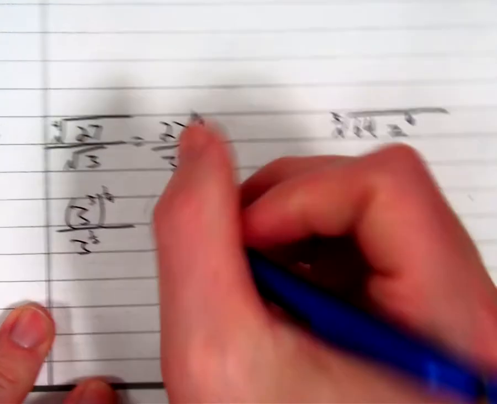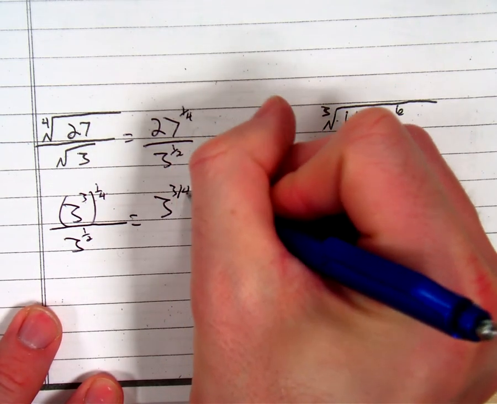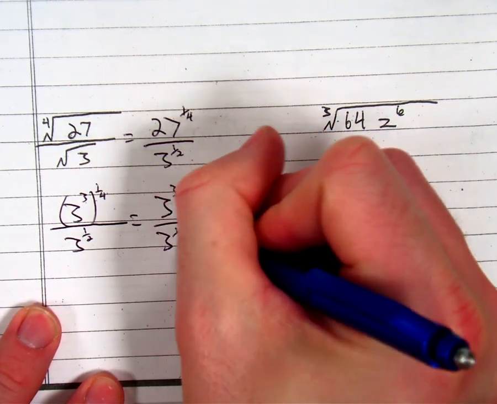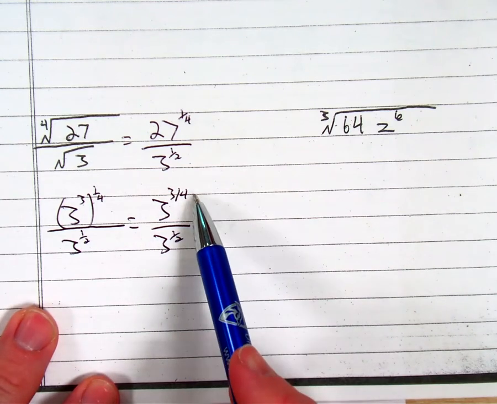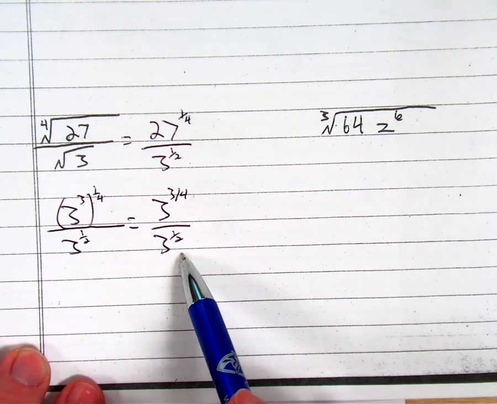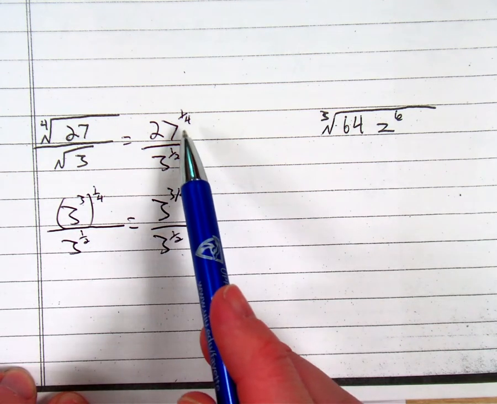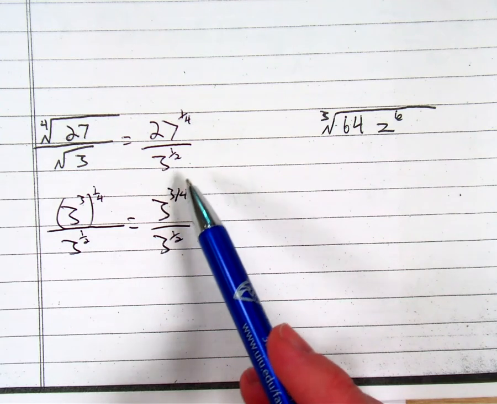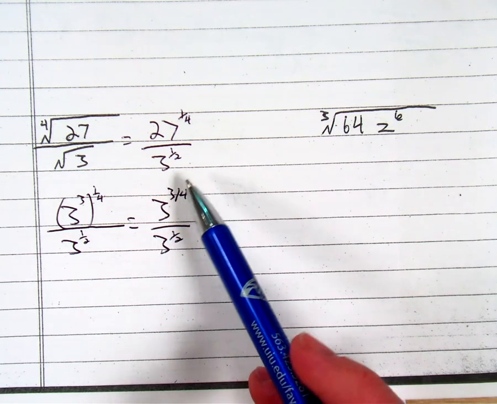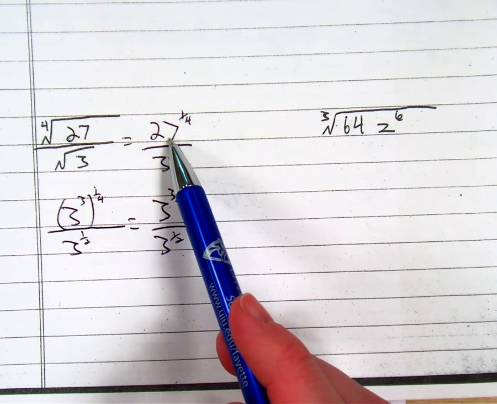Power, parentheses, power, that's when we multiply. So this is actually 3 to the 3/4 power over 3 to the 1/2. And now I can subtract 3/4 minus a half. Okay, so the trick there was that we should be able to rewrite both numbers using the same big number, the same base.